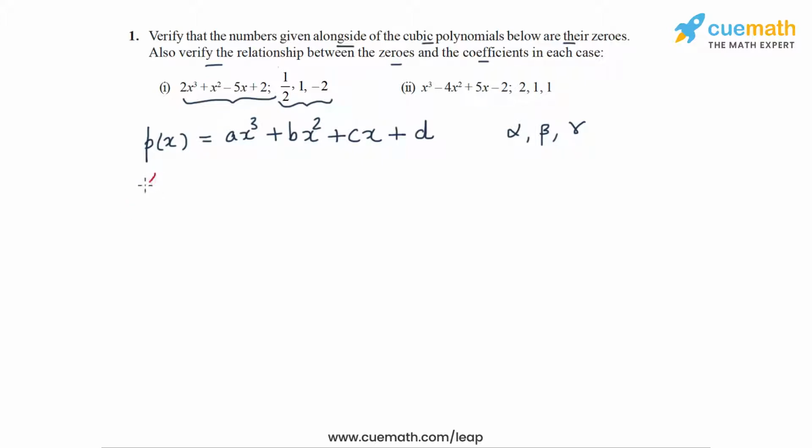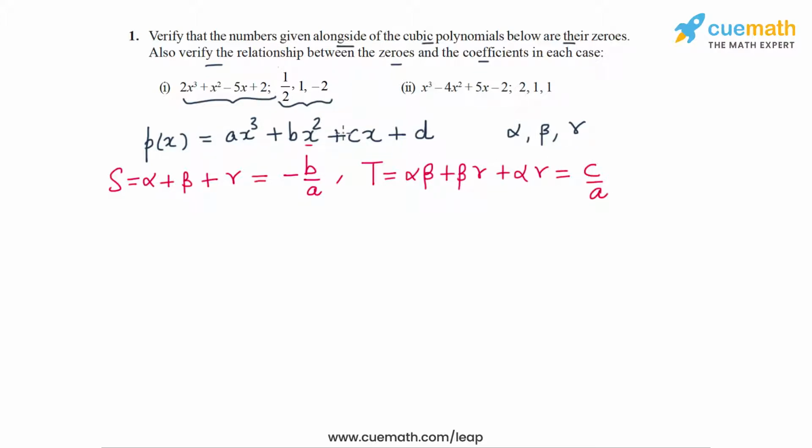Then the sum of the zeros, alpha plus beta plus gamma, so this is the sum s, should be equal to minus b over a, minus of the coefficient of x square over the coefficient of x cube. The sum of the zeros taken two at a time, which is alpha beta plus beta gamma plus alpha gamma, should be equal to c over a, the coefficient of x over the coefficient of x cube.